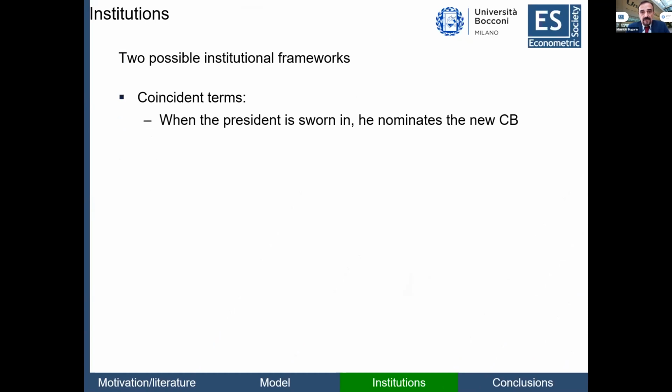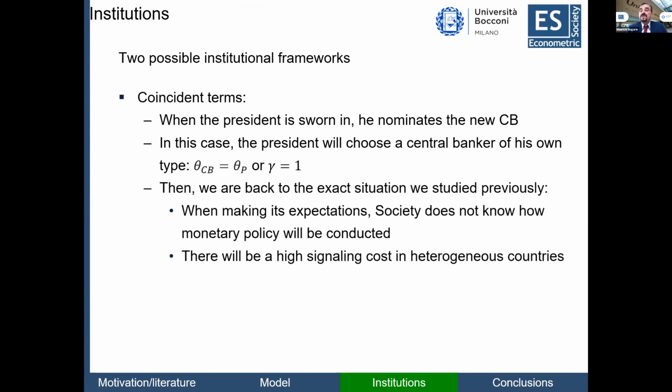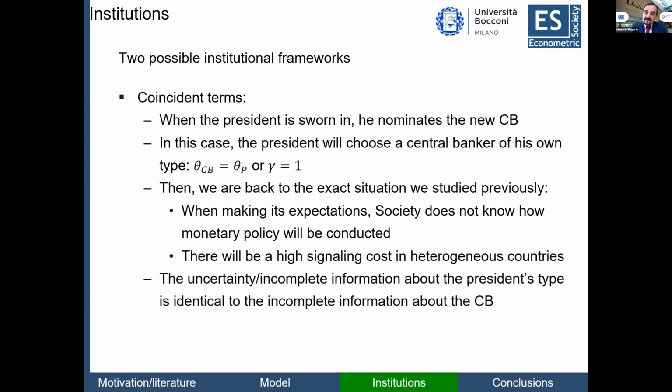So let's now consider the two possible institutions. When the terms coincide, what we would expect is that the president will choose a central banker that represents his own view. So the central banker's type actually will be the president's type. In that case, nothing changed with regards to the previous analysis. Society doesn't know, because a new president is being elected, the type of the president, and therefore doesn't know the type of the central banker. Therefore, there will be this high cost of signaling once the new government starts. So the uncertainty that we found there for the central banker is basically the same, because it reflects the uncertainty of the president who is being elected.